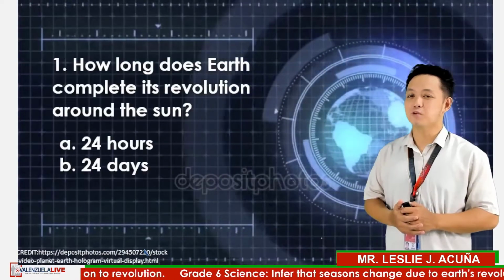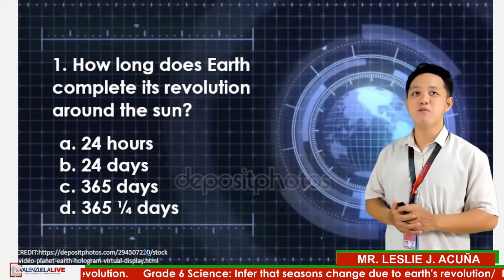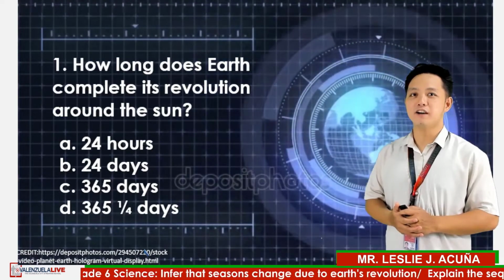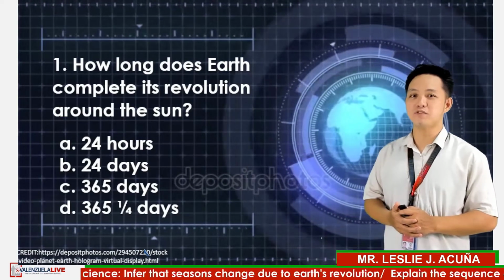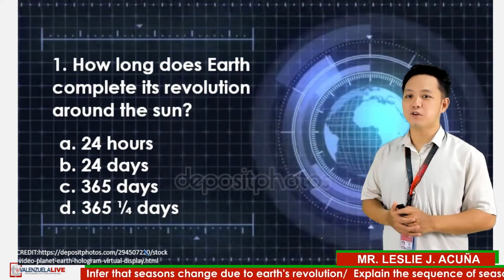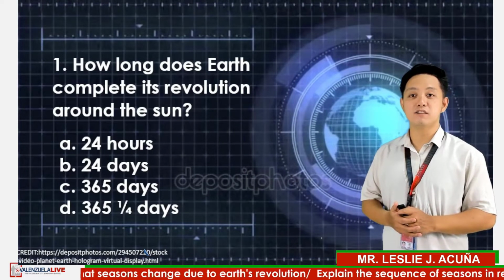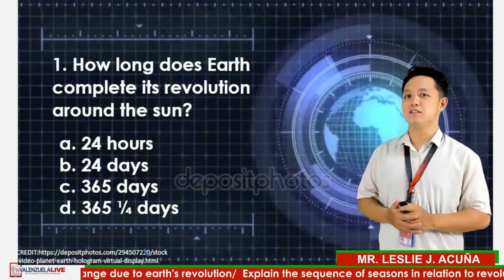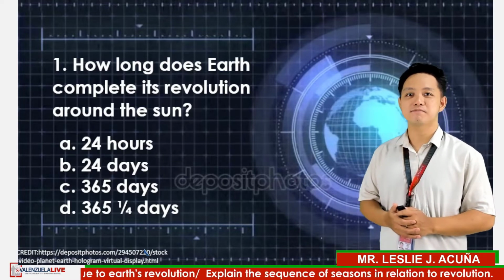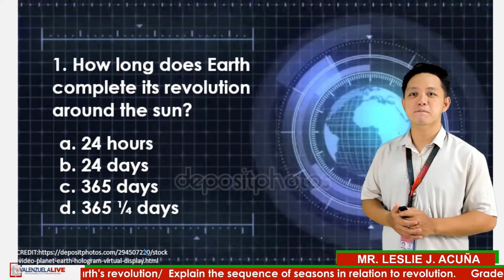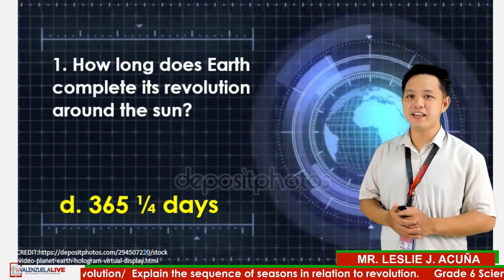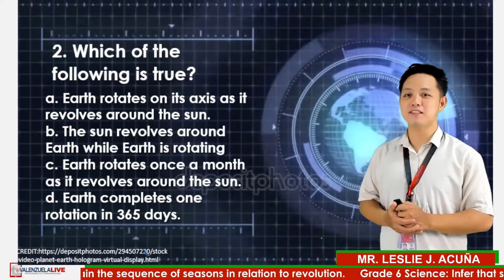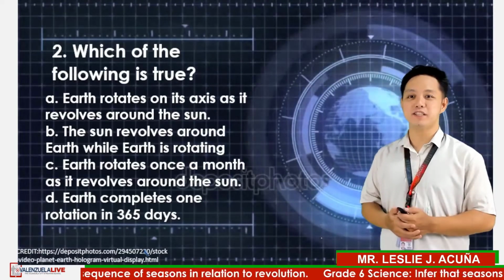Are you ready? Question number 1. How long does Earth complete its revolution around the sun? A, 24 hours. B, 24 days. C, 365 days. D, 365 and 1/4 days. 5 seconds. The correct answer is letter D, 365 and 1/4 days.